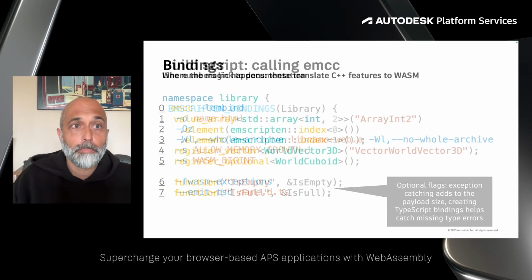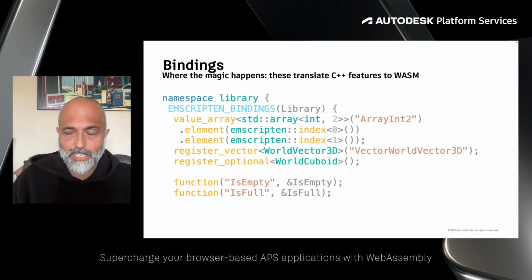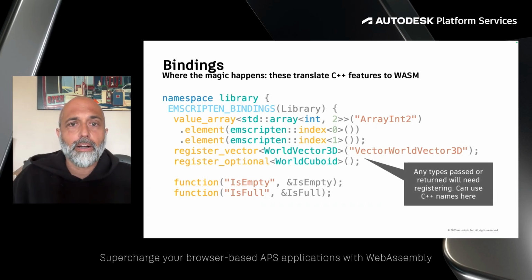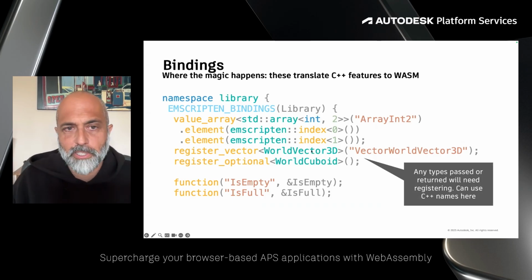Now let's take a look at our bindings, which is really in many ways where the magic happens, because it's in this file that we specify which C++ features we want to be exposed via WASM. So here we're talking about a top-level namespace with a particular library, and we are effectively taking a number of types. This is just a two-dimensional array of ints. This is a standard vector of world vector 3D, which is a C++ type that we're specifying. We don't have to go into details about what this type is. It will get picked up and compiled via the standard C++ environment.